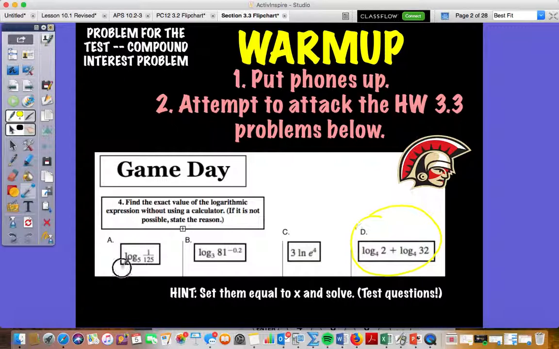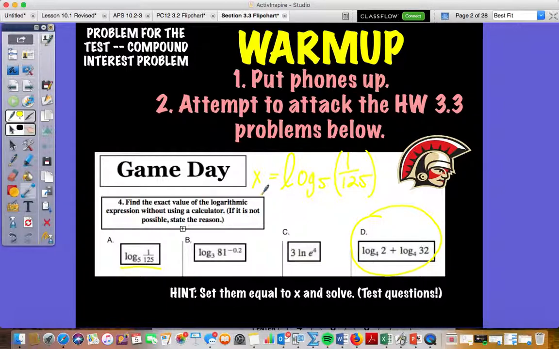Now, to start us off, maybe this will help you. If I can't solve this, I'm going to set it equal to x. So if I had log base 5 of 1 over 125, I would like for you to set that equal to x, and if you don't know how to simplify, what can we always do with a log? Exponential. Very good, Zari. Yeah, let's change it to exponential form, shooting the 5 over to the other side.